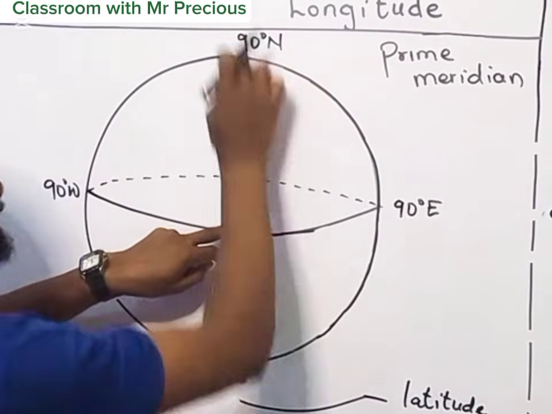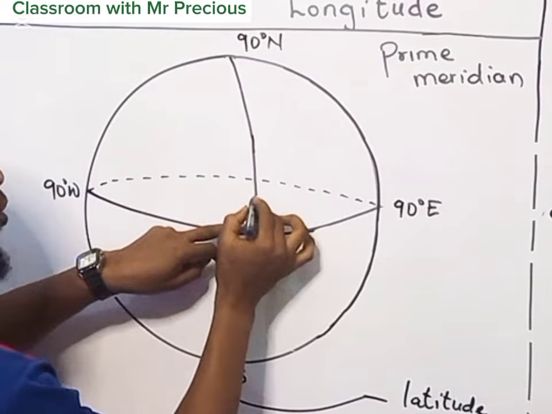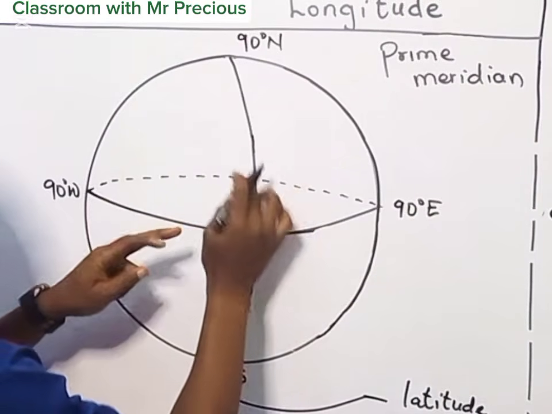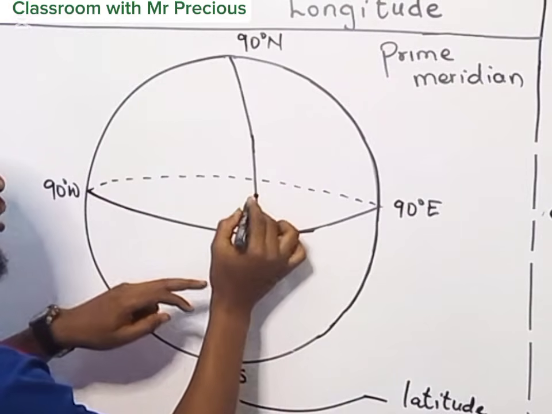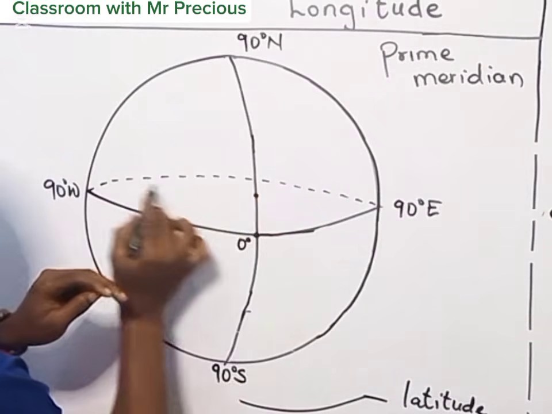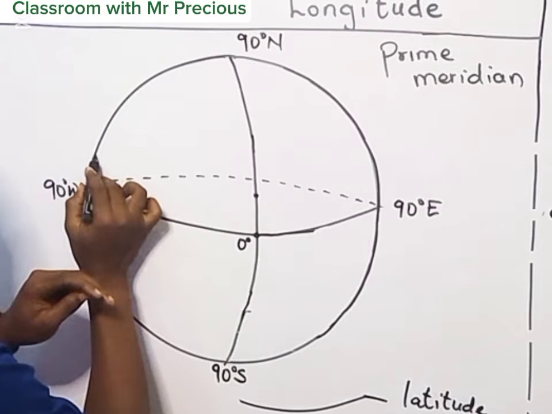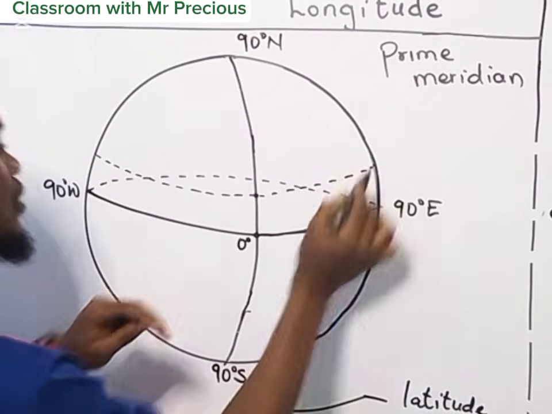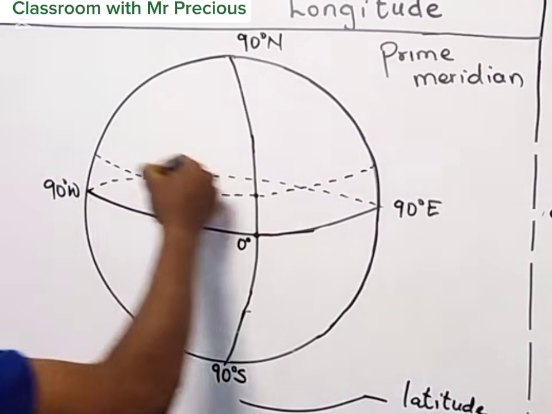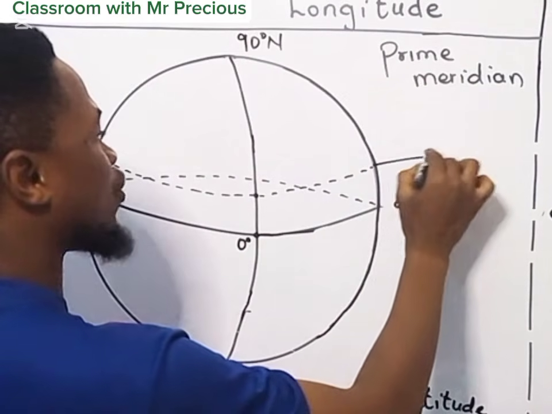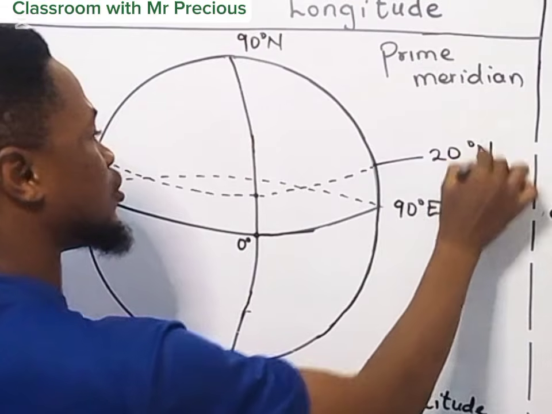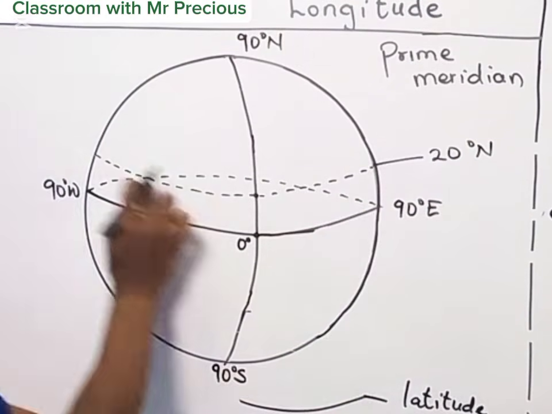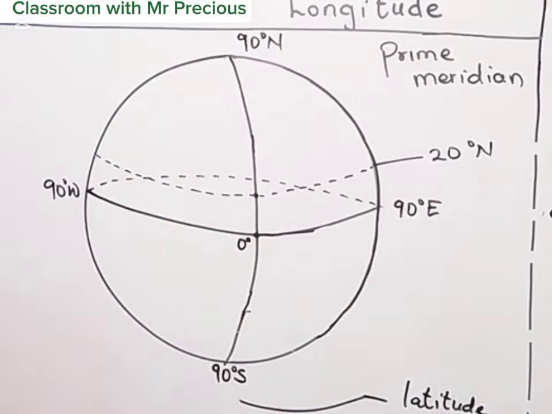So they said 20 degrees north, from 0 to 90. So 20 should be somewhere on this line, not up to the middle, but just a little bit above 0. So you have to draw a line all across the sphere. This whole line, we'll call 20 degrees north. Any point on this line on the Earth is 20 degrees north.